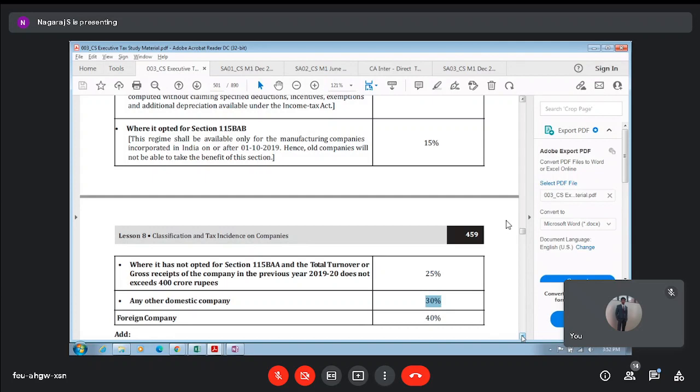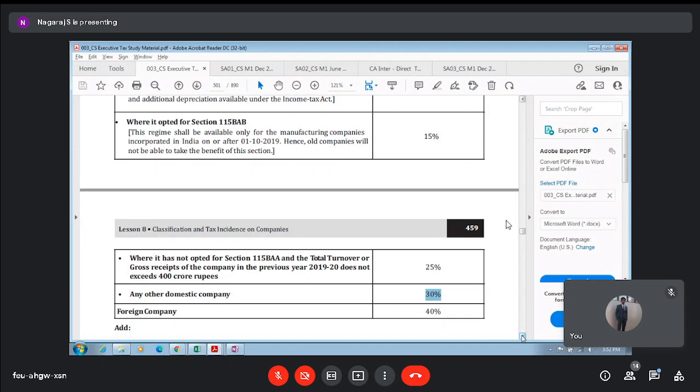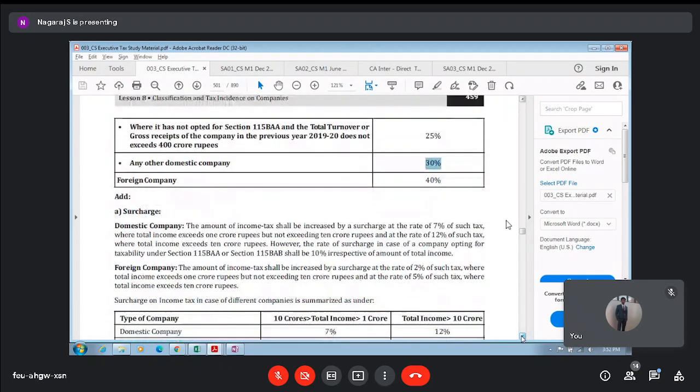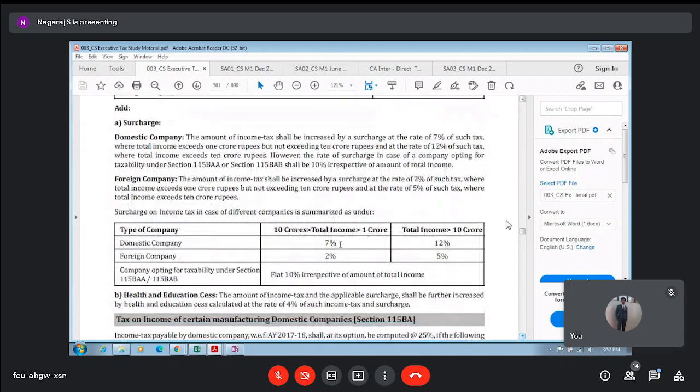What is the surcharge? Domestic 30%. Surcharge for a domestic company is 7% up to 1 crore. If the total income exceeds 1 crore, it is 12%. For a foreign company, it is 2%. If the turnover exceeds the limit, it will be 5%. Okay, you need to remember all these things. See here, they are given.